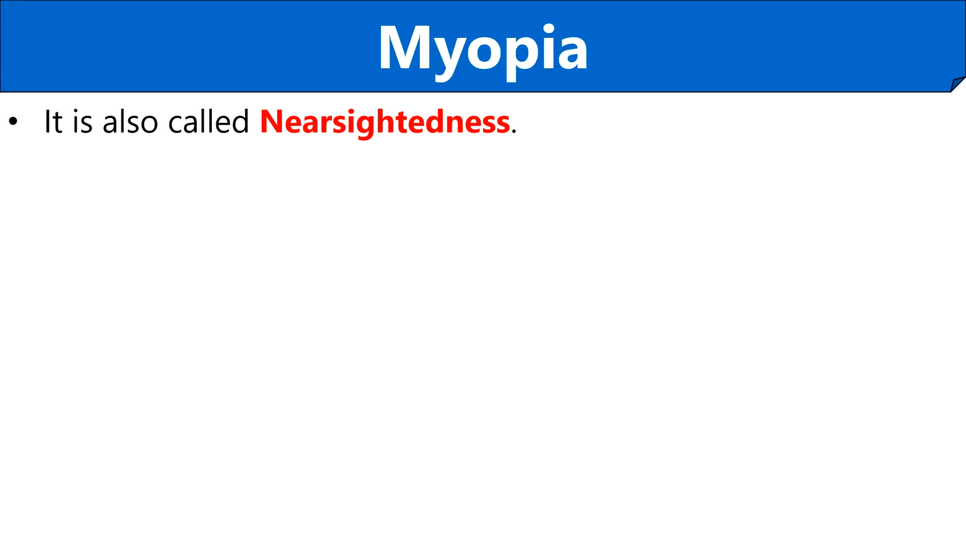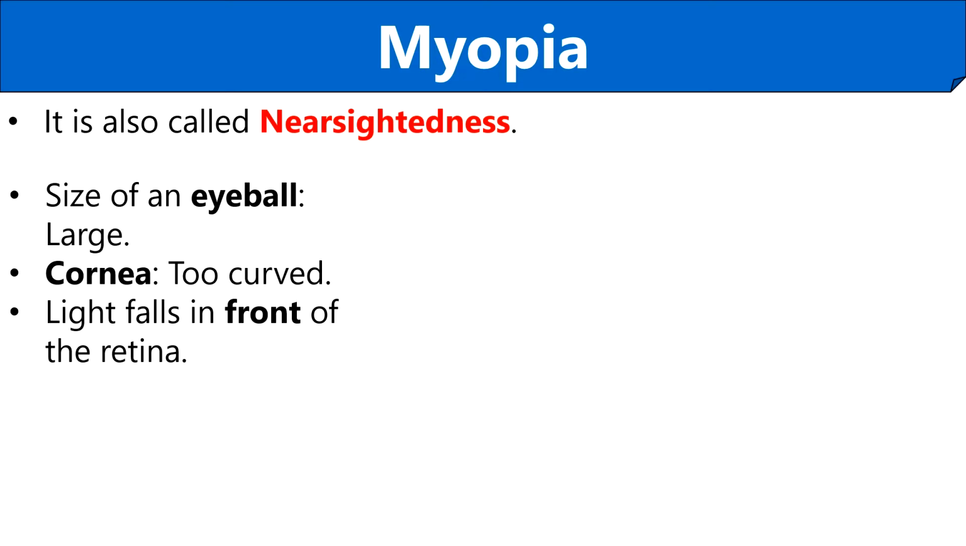Friends, myopia is one of the refractive errors or vision problems in which you can only see the close or nearby objects clearly but the distant objects are blurry. And this is the reason due to which myopia is considered the nearsightedness. Myopia is a common vision condition in which the size of an eyeball becomes large or the cornea becomes too curved and the eye does not bend or refract the light properly and focuses the image in front of the retina instead of focusing it directly on the retina.